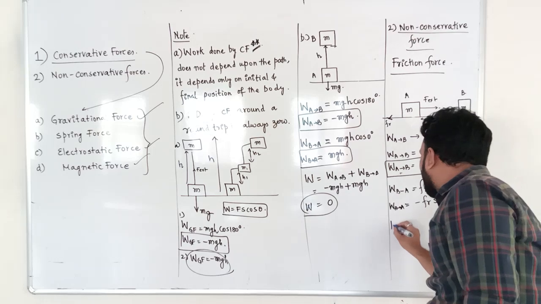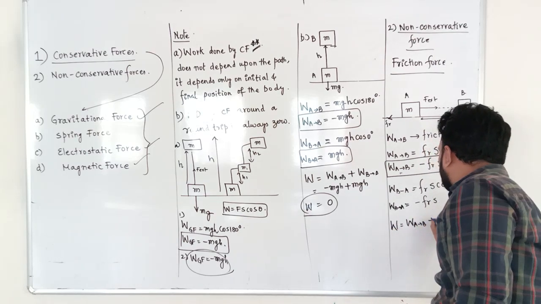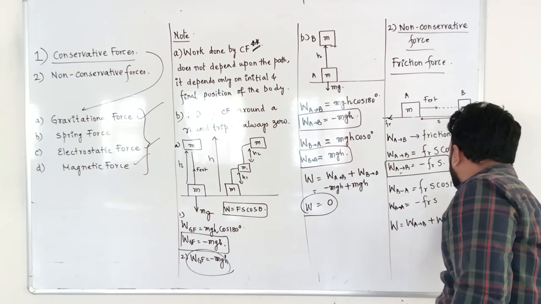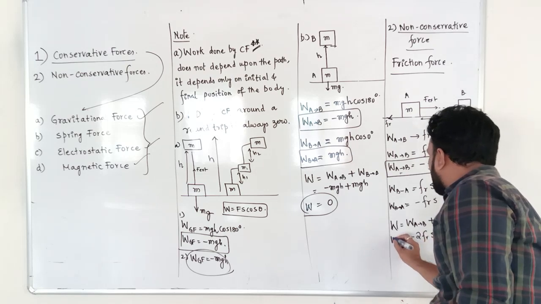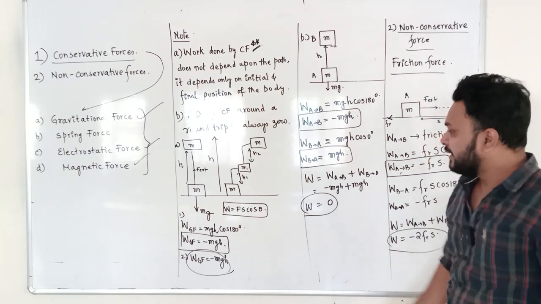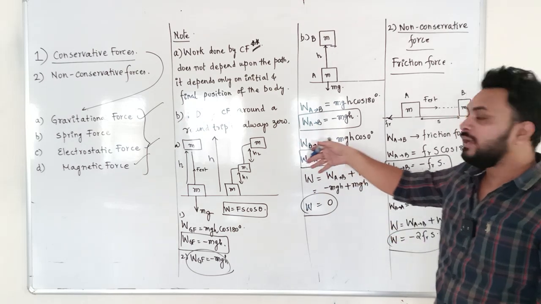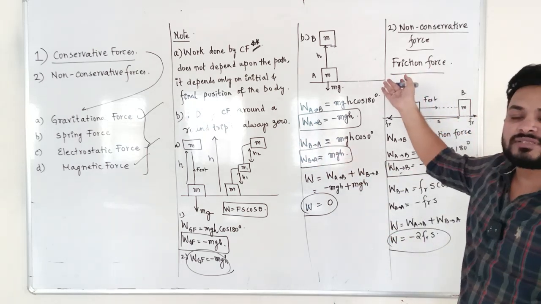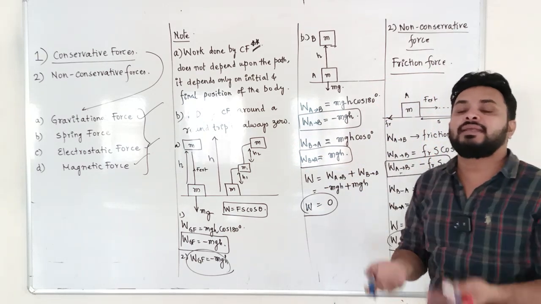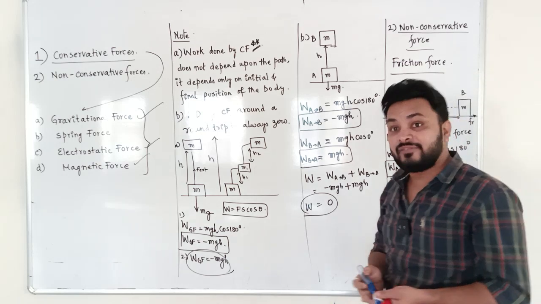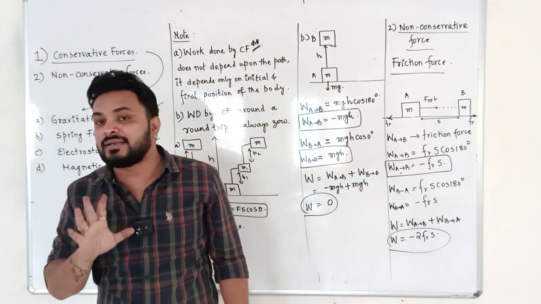Understood? If we add these two, work done from A to B plus work done from B to A, then we are getting minus 2 Frs. We are not getting 0 here. See, we get 0 value for a conservative force in the round trip. By a non-conservative force in a round trip, we are not getting a zero value. Instead, it is adding the values. This is the main difference between conservative force and non-conservative force. We need to understand this.